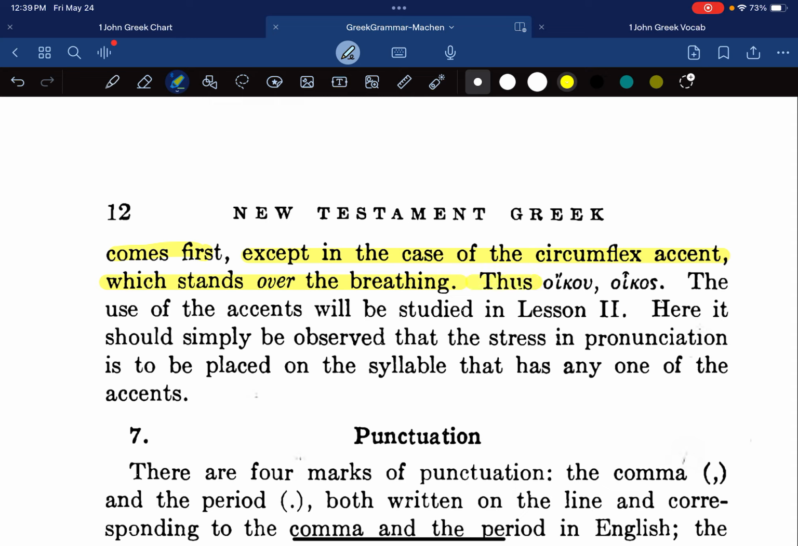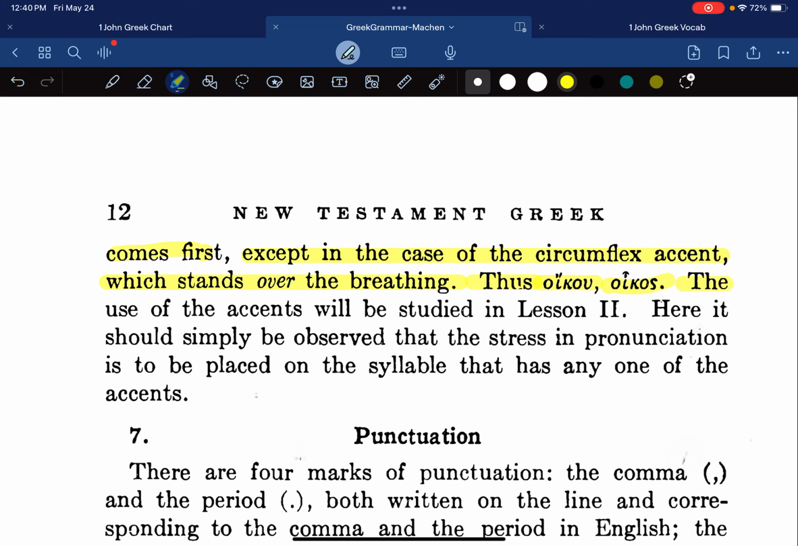Thus, for example, here we see oiku and oikos. If you notice, the first, oiku, has the smooth breathing mark and the acute accent, and they are both over the letter iota. However, in oikos, you have the smooth breathing mark over the iota, and then the circumflex is placed over top of the breathing mark, the smooth breathing mark.